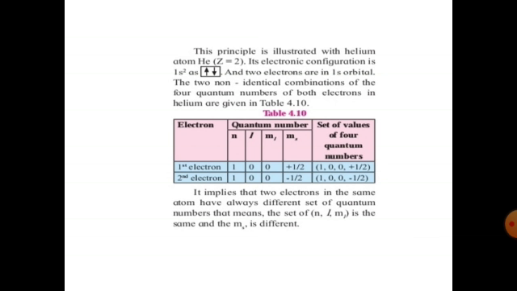That means the set of n, l, m is the same and ms is different, meaning spin quantum number is different, but the remaining 3 quantum numbers may be the same. So all of you understood this Pauli's exclusion principle. You have to remember that 2 electrons may have all the 3 quantum numbers the same, only the spin quantum number should be different.